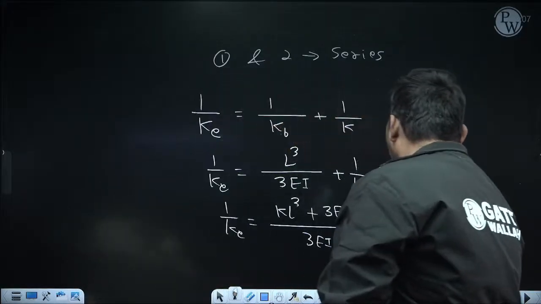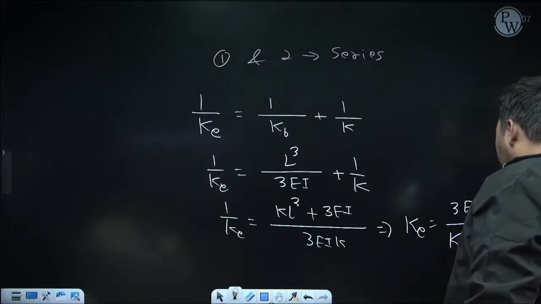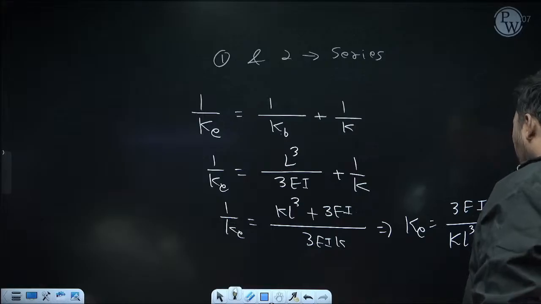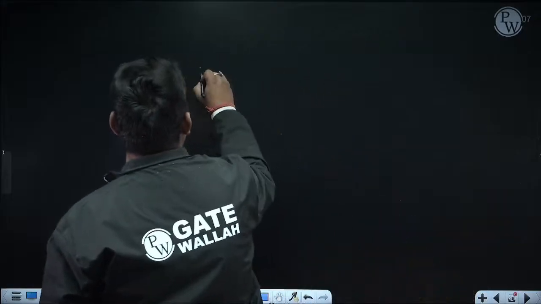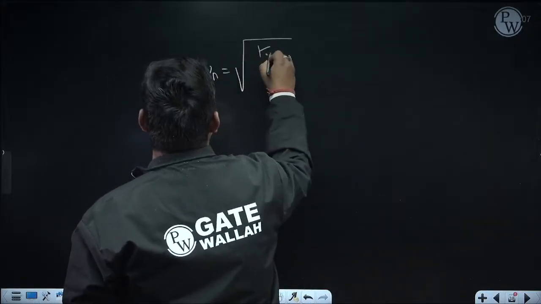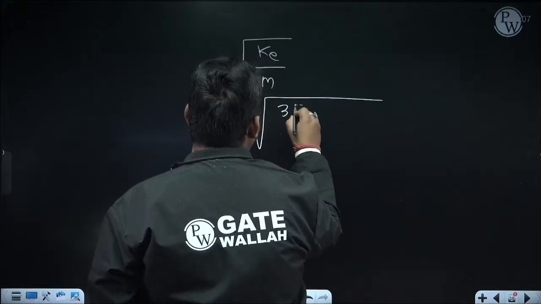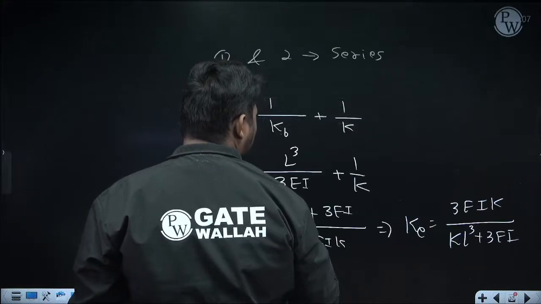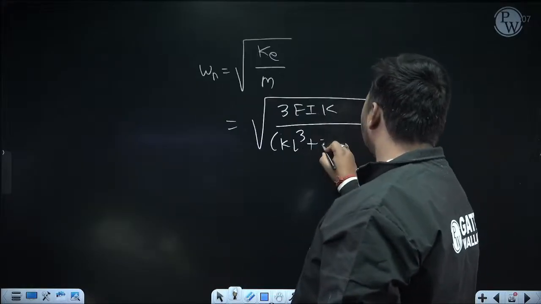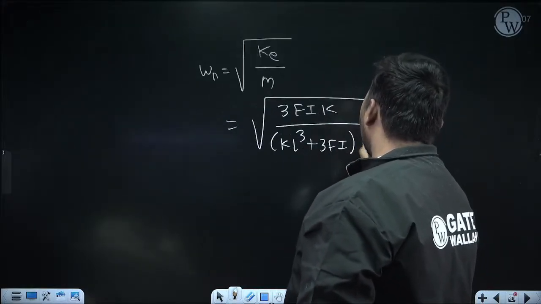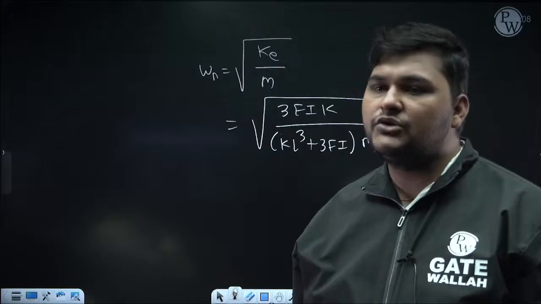So what is the expression of K equivalent? It is 3EIK upon KL cube plus 3EI. Now after calculating K equivalent, we can calculate omega. It will be the square root of K equivalent upon the mass M, where K equivalent is 3EIK upon KL cube plus 3EI, into M. Clear? So like this you can do the calculation.